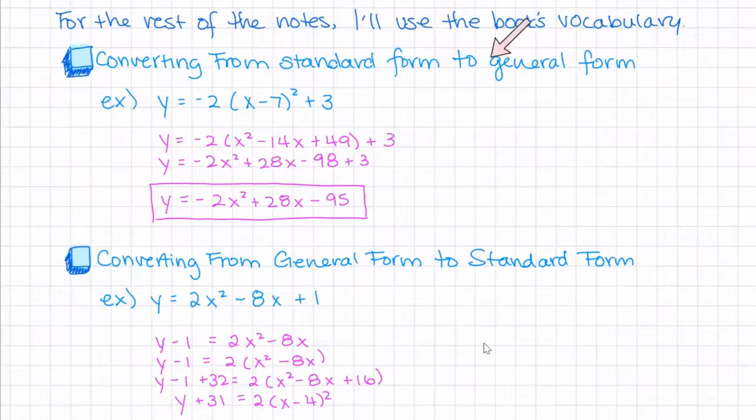Okay, so how do you convert from standard to general form? So here's standard form, and we want to go to this form. This is actually the easy one. You just work it out. So you do your order of operations. So we're going to do exponents first. So we do x minus 7 squared. And when you do that, you're going to get x squared minus 14x plus 49. But then we still have to multiply that by the negative 2. So I distributed it, and then you add 3. So there's really nothing to that. That's really super easy. So any questions about this right here?